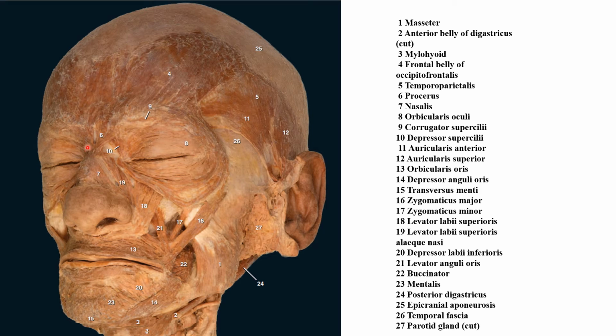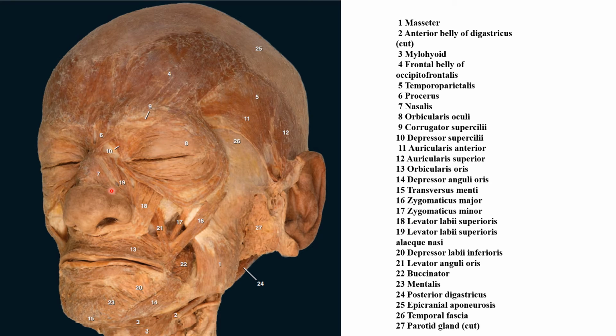After that, we move on to the muscles around the nasal cavity. In this we again have the major muscles: the procerus muscle and the nasalis muscle. The procerus muscle arises from the nasal bones. This number 6 is the procerus muscle. This is the nasalis muscle.